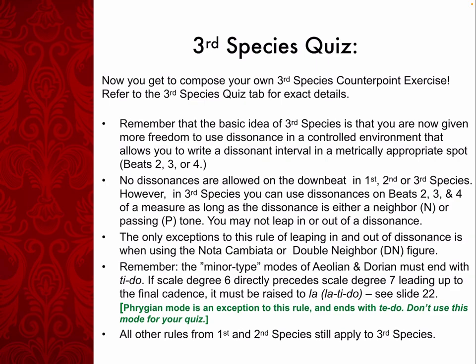Now, don't write in Phrygian, because Phrygian mode traditionally is an exception to that rule. And it always ends with Te, Do. It never goes Ti, Do at the end. So don't worry about Phrygian mode. I'm not giving you anything in Phrygian mode, and don't you write one in Phrygian mode, and you'll be fine for the purposes of this quiz. And remember that all the other rules from first and second species still apply in third species. Good luck, and have fun, and feel free to contact me anytime if you have any questions or concerns.